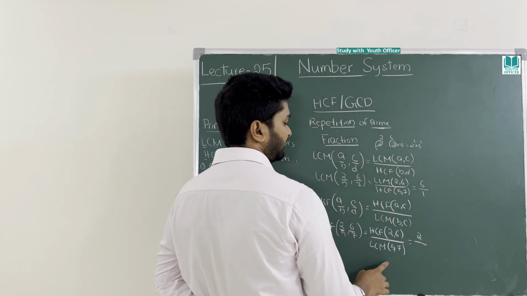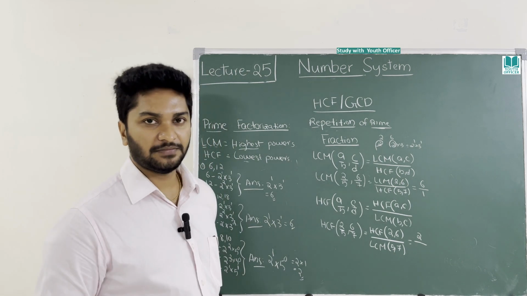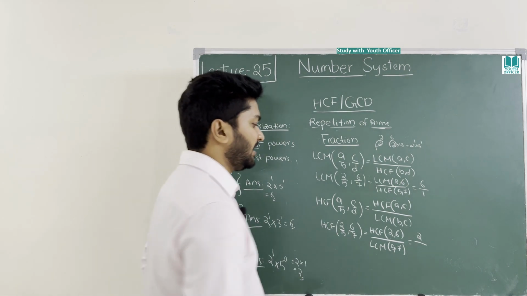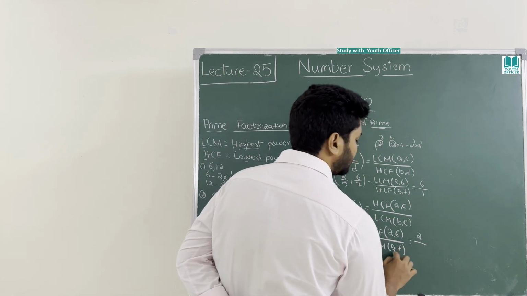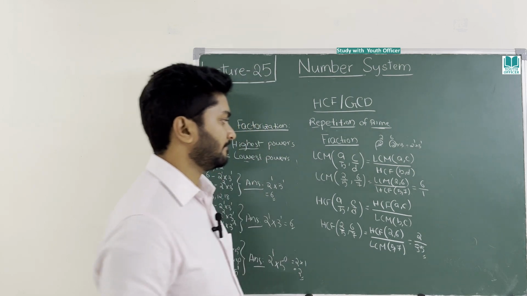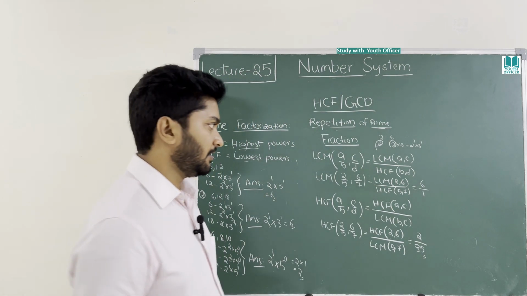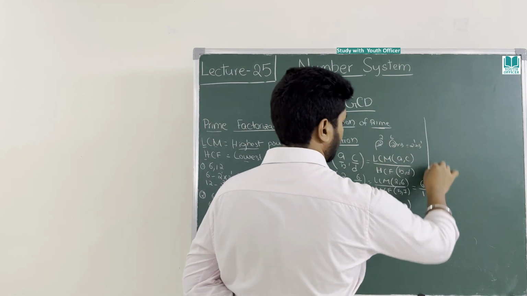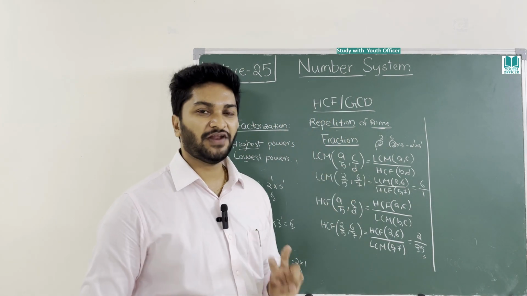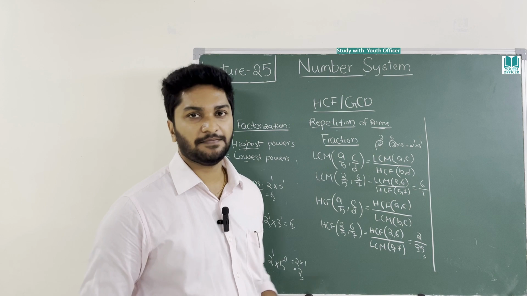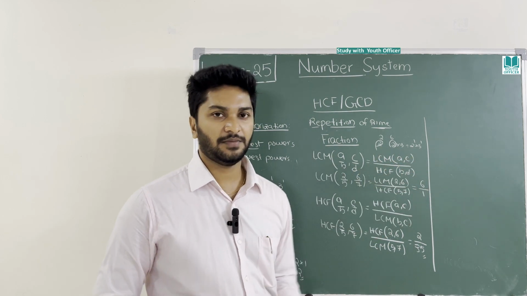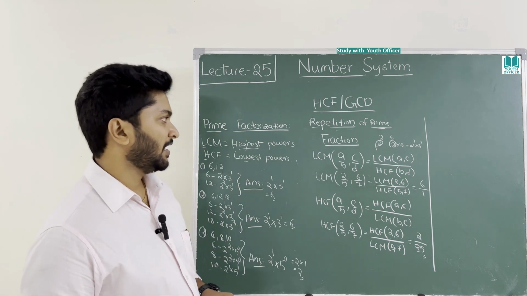LCM of 5 comma 7. 5 and 7 are co-primes, two prime numbers, right? Now you can directly multiply them. 5 into 7, how much is this? 35. Clear? Okay, good. So far so good? Here I have taken 2 fractions. If you take 3 fractions also it is the same: LCM of all the numerators, HCF of all the denominators. Okay.